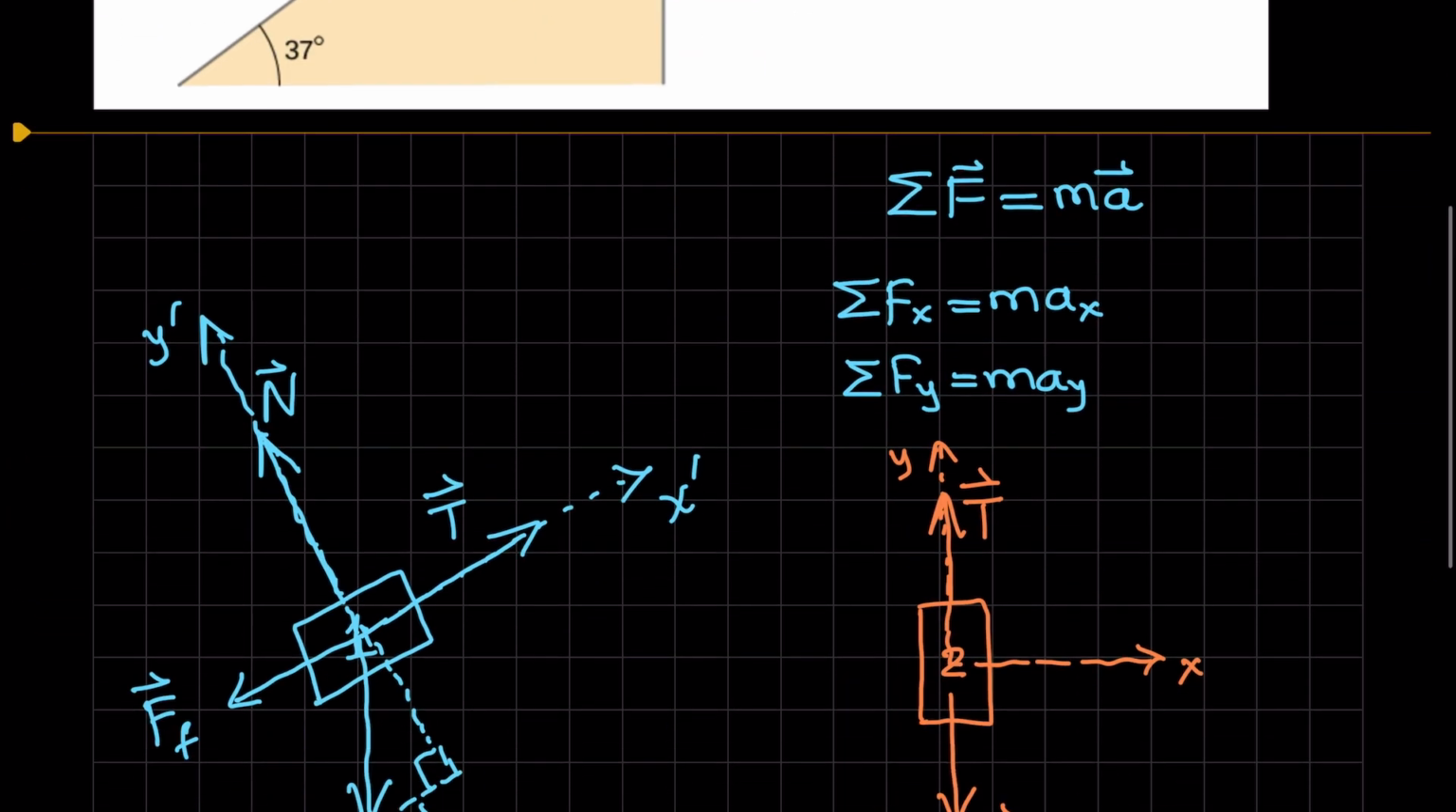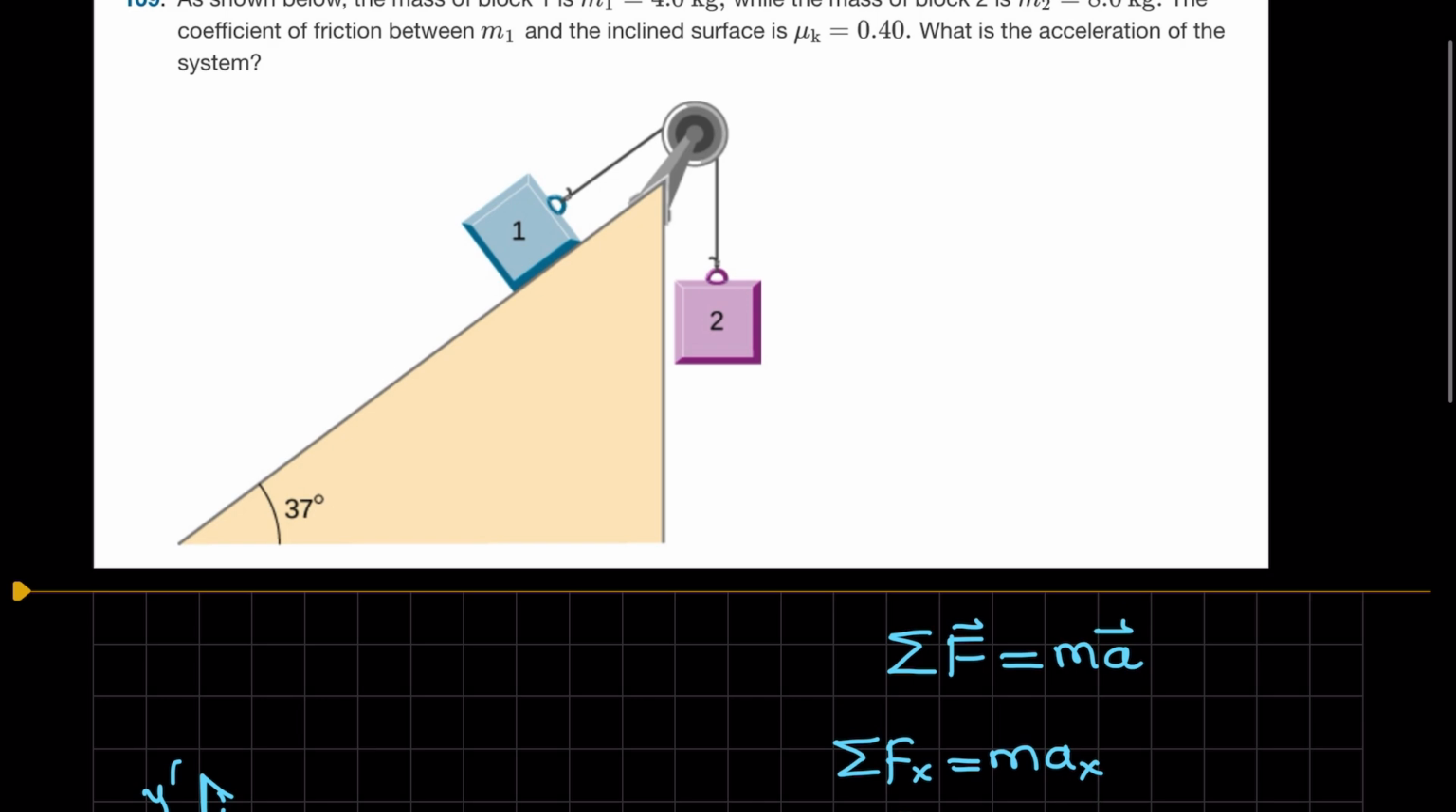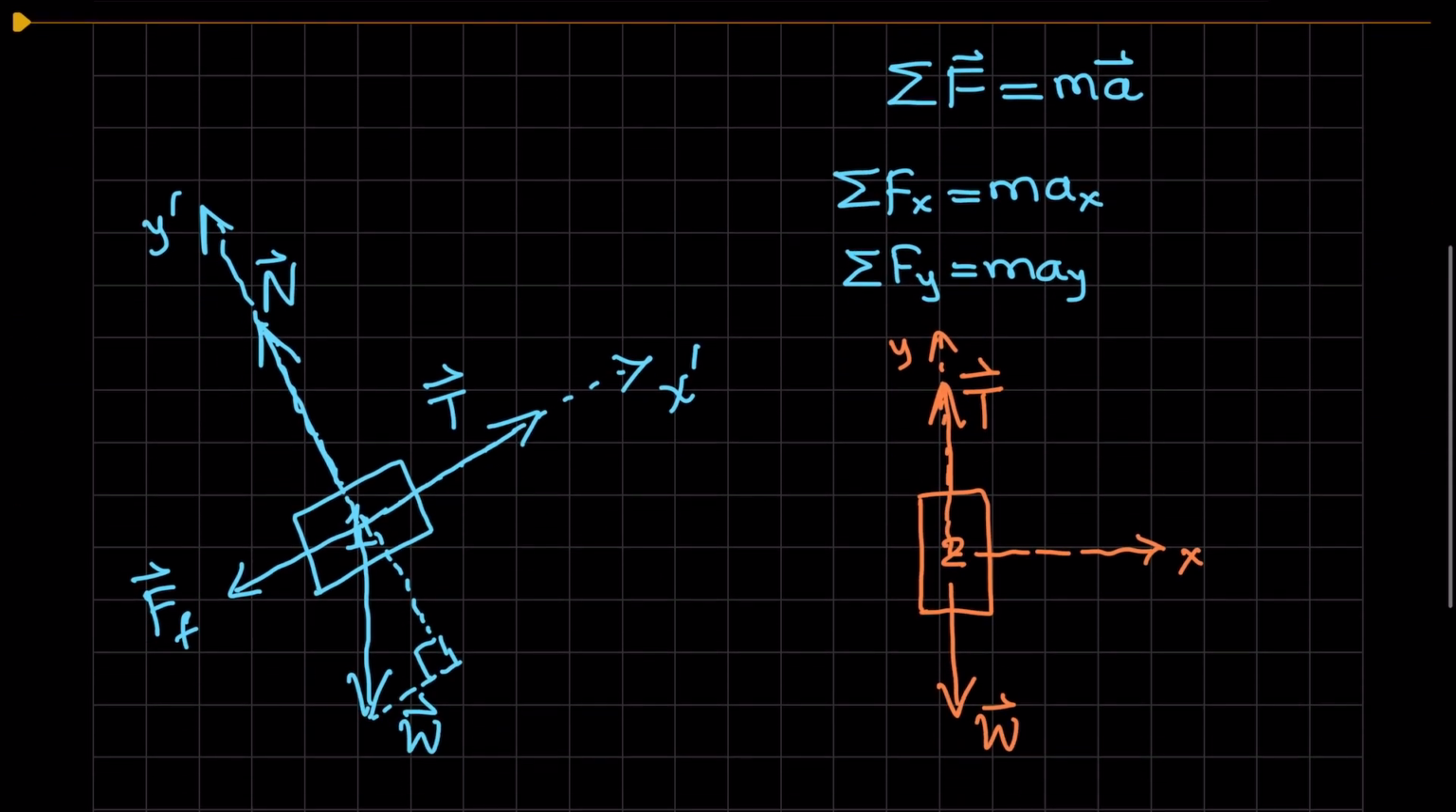But in this case, block one, right, we know it accelerates along the ramp, right, upward to the right. And in our coordinate system, that's the x prime direction, right? The acceleration's all along the x prime direction, and we don't have to break up the acceleration vector itself. So in dynamics problems, there's another consideration, that's the acceleration.